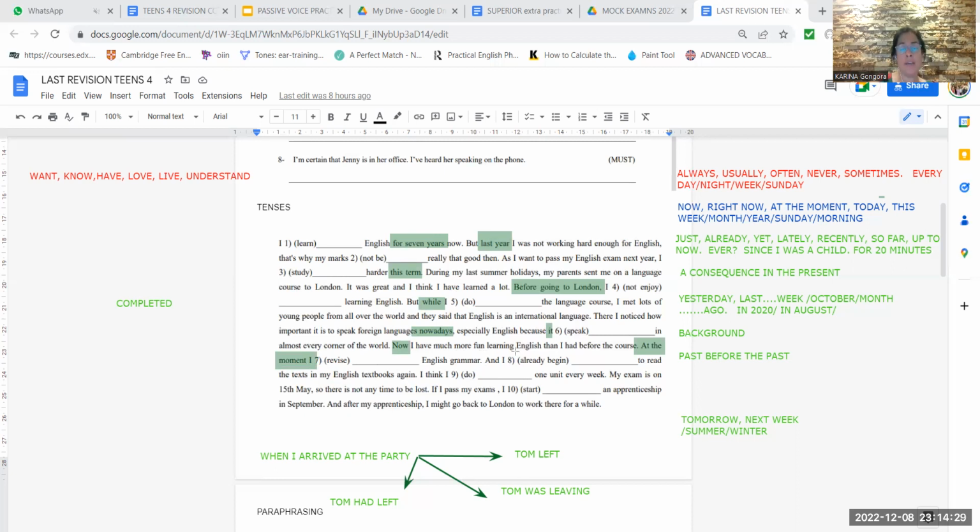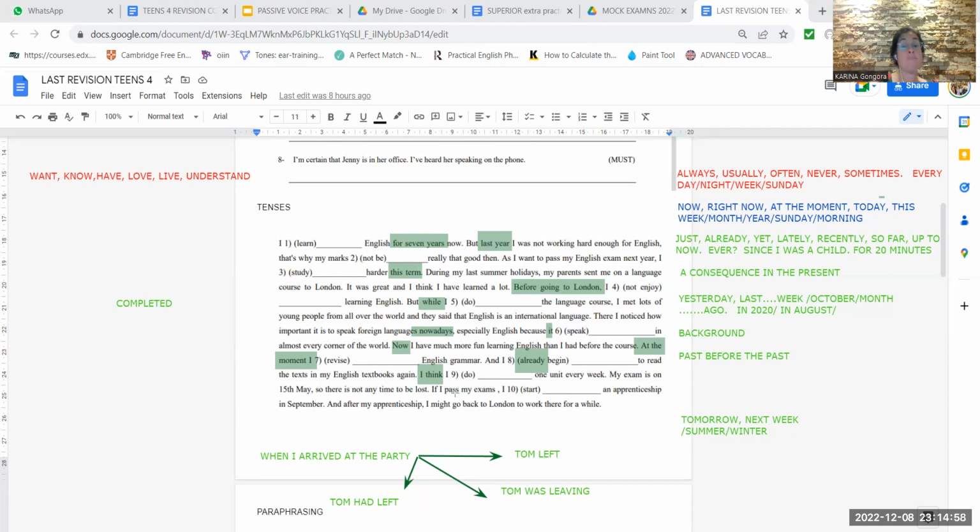And I already, ya sé que es present perfect, and I have already begun to read the text in my English textbooks again. I think, muchas veces dije, I think generalmente es future with will. I think I will do one unit every week. Está planeando el trabajo. My exam is on the 15th of May, so there is not any time to be lost.